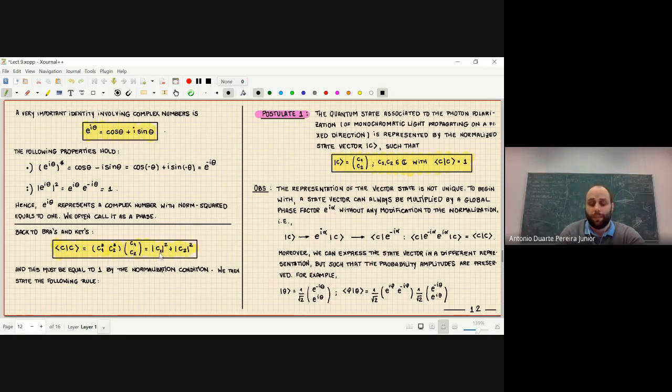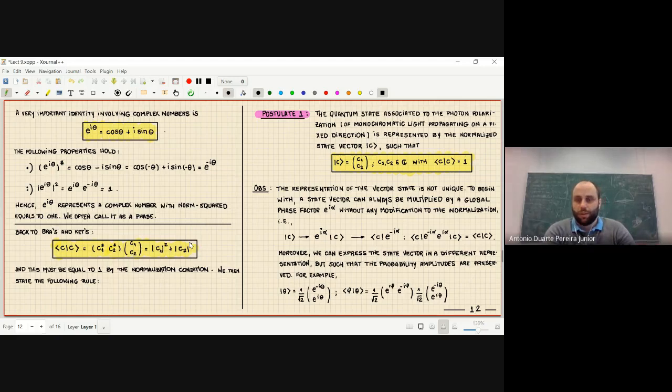So if I take the scalar product of a state vector with itself, I get the norm squared of each component, and then you sum over them. But we have seen that state vectors must be normalized. So if they must be normalized, then the sum of this number plus this number must be equal to 1.